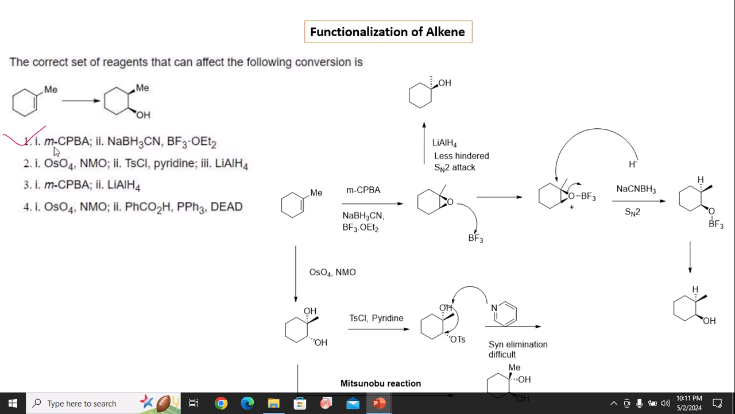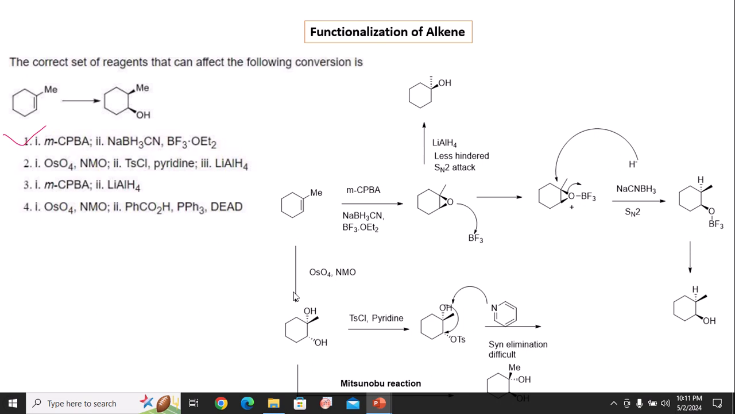In presence of meta-chloroperbenzoic acid, it is first oxidized to form the epoxide derivative on one side, and in presence of sodium cyanoborohydride with BF3 etherate, it cleaves the C-O bond at the more substituted end, and the hydride ion then attacks to give the desired product.